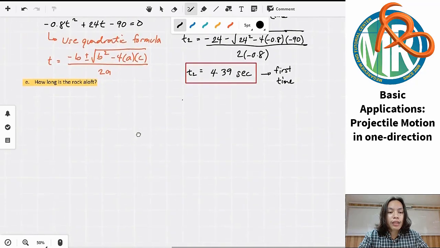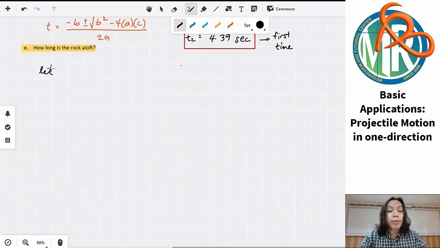So next, for part E, in this part of the problem, we are asked how long the rock has been away from its original point. Alright? So therefore, we may use the function for height, s, and set the position to 0. So we will have s equals 24t minus 0.8 t squared, evaluated at s equals 0 meters. So we have 0 equals 24t minus 0.8 t squared.